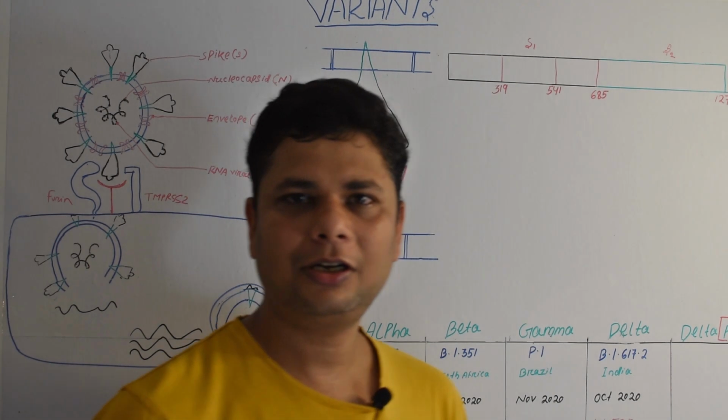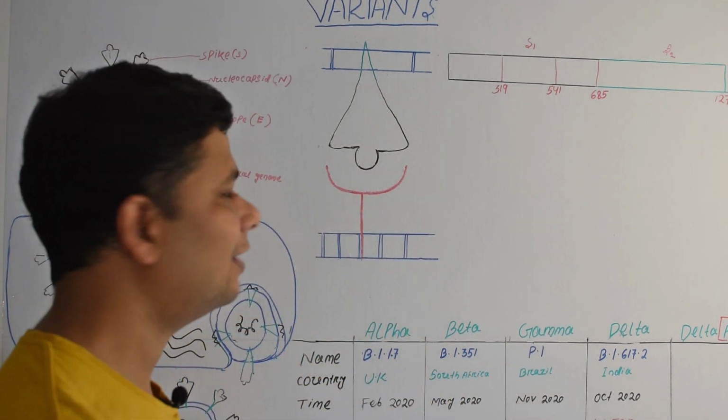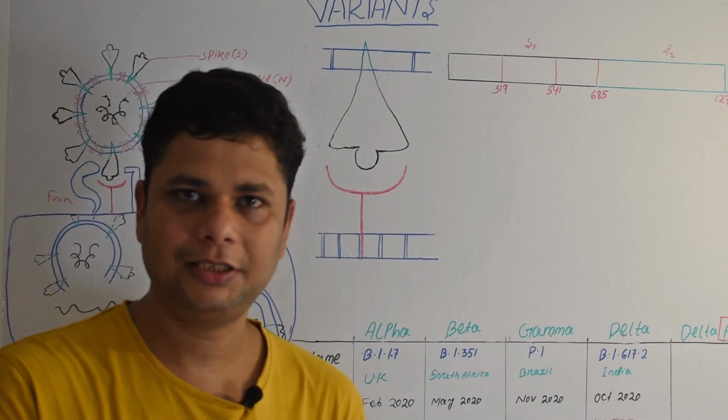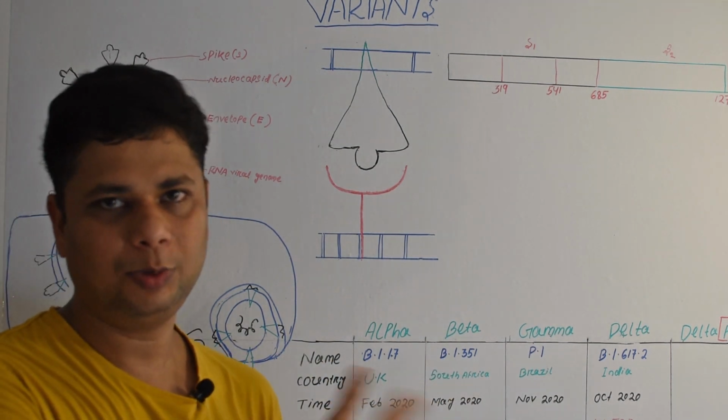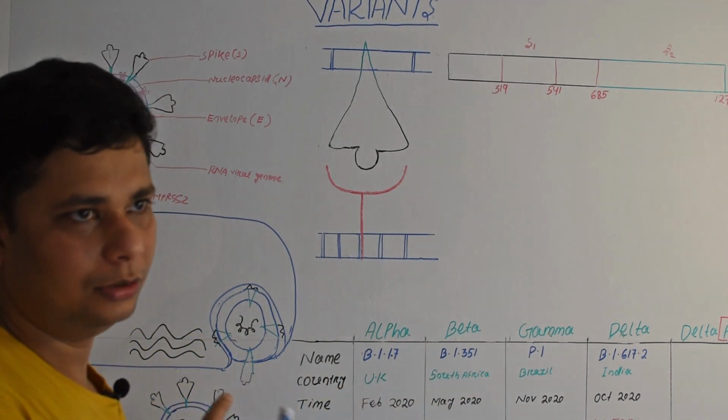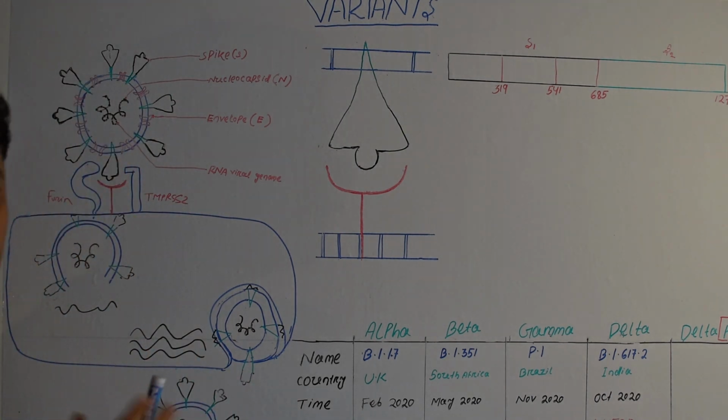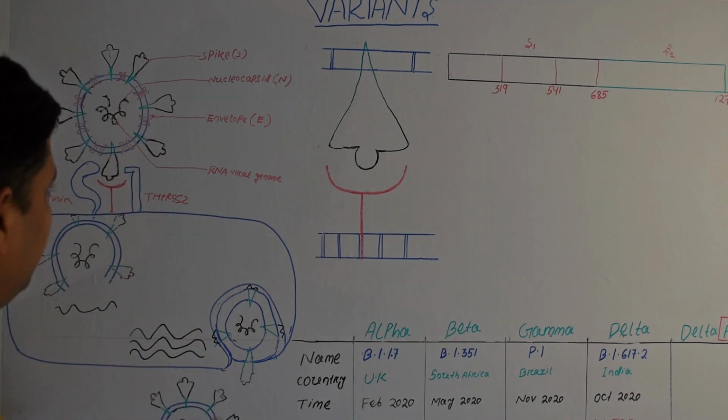So today we are going to learn about different variants of coronavirus which are related to COVID-19. Before going into the details of the different types of variants, we need to know the life cycle of coronavirus.